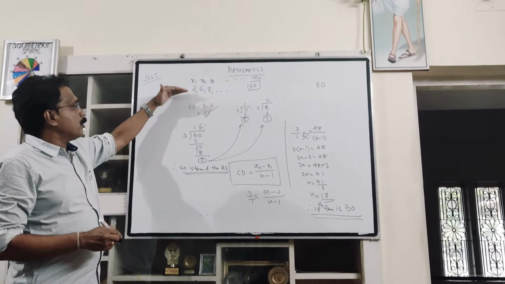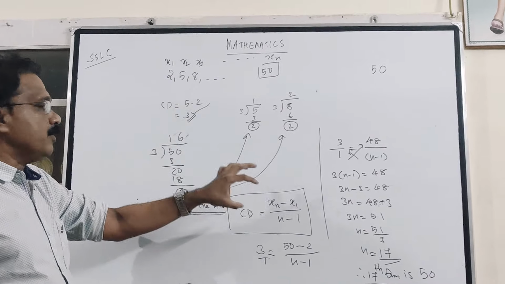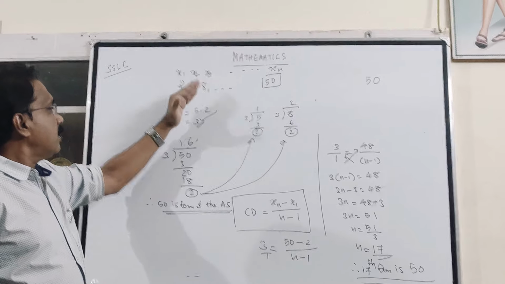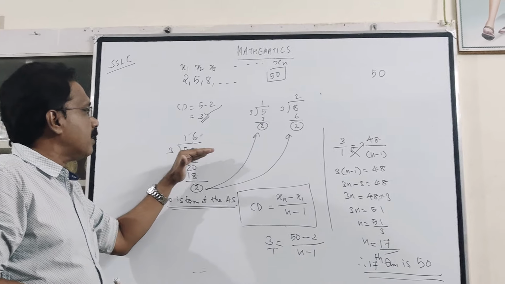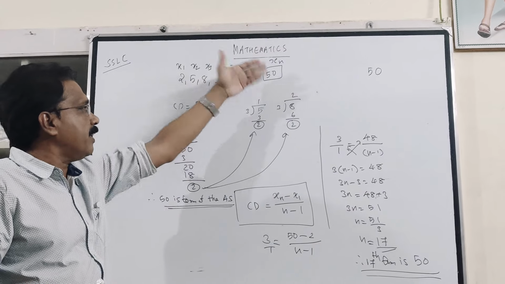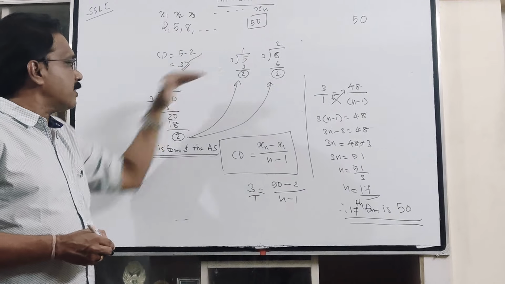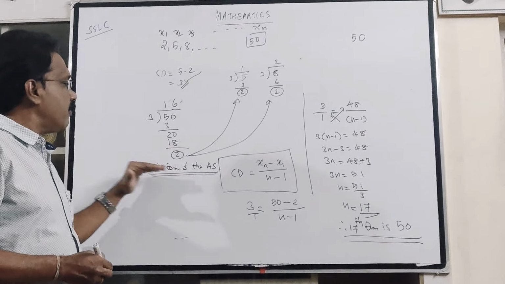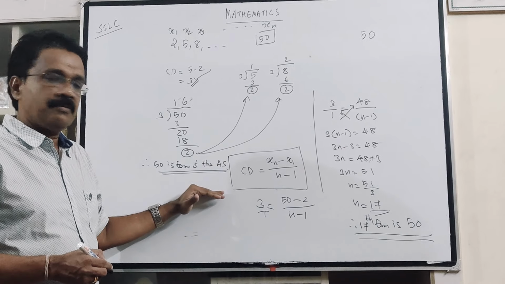It's a very interesting problem. First of all, check 50 is a term. How will you find it? Find the common difference, and divide each term by the common difference. If the remainder is the same as the previous, then definitely 50 is a term of this arithmetic sequence. That's a very important property for arithmetic sequences.